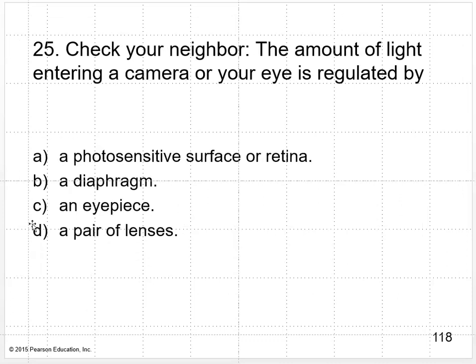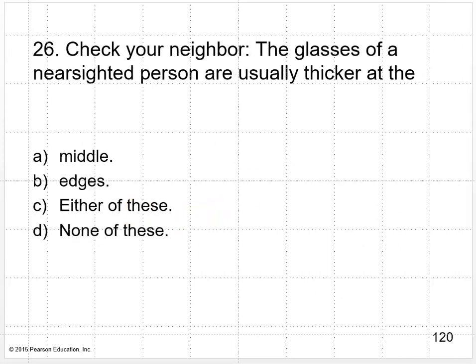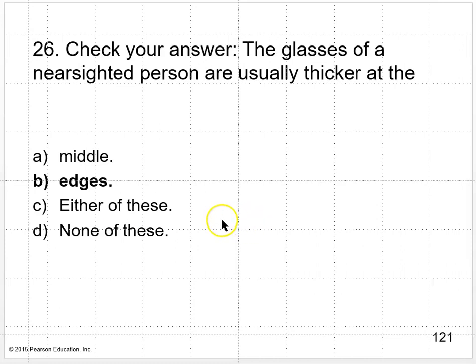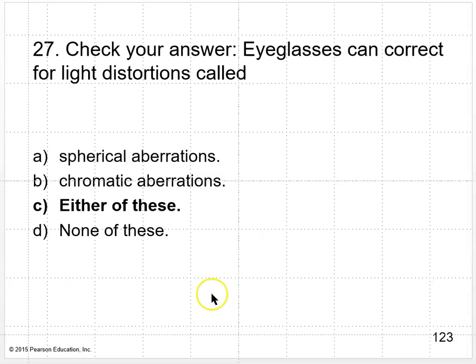The amount of light entering a camera or your eye is regulated by a diaphragm. That is, of course, the iris of your eye, which opens and closes the pupil to regulate the amount of light coming in. The glasses of a nearsighted person are usually thicker at the edges than they are at the middle. Eyeglasses can correct for light distortions called either spherical aberrations or chromatic aberration.